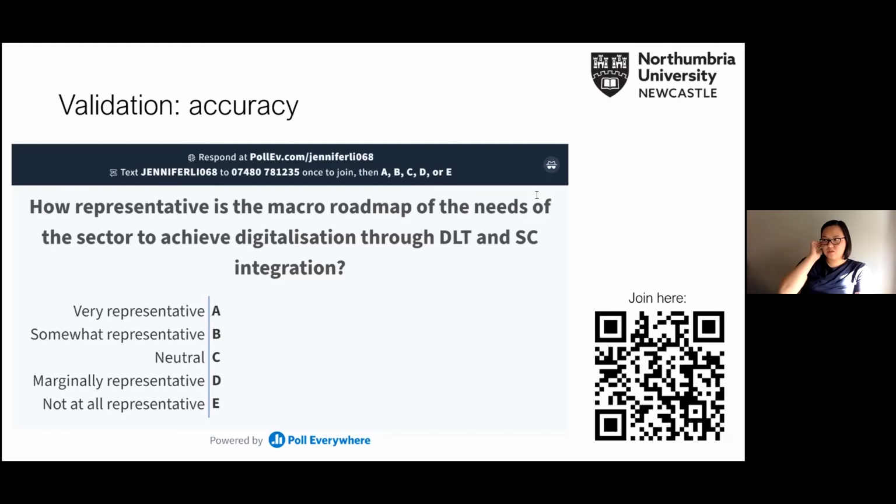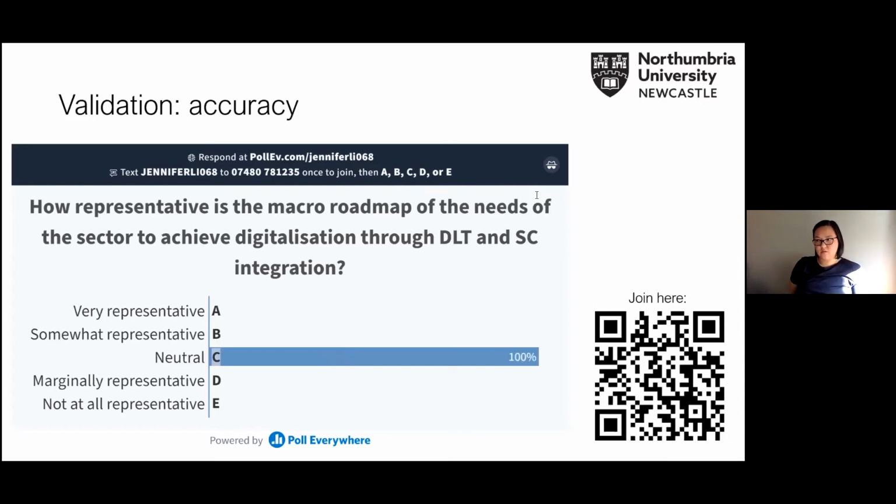So the next question is, how representative do you think the roadmap, the macro roadmap, is to meet the needs of the sector that would support achieving digitalization through distributed ledger technology and integration?